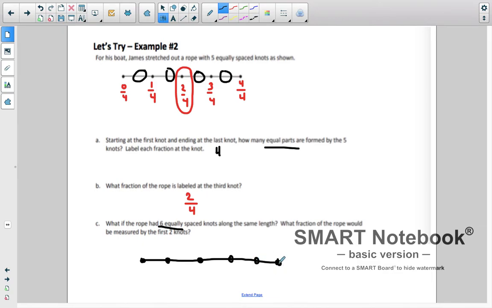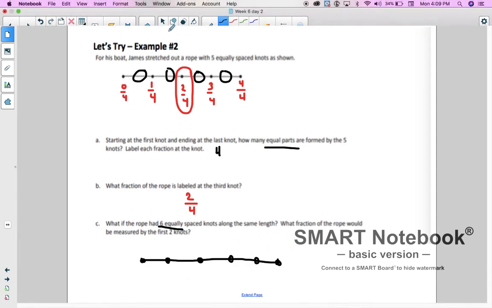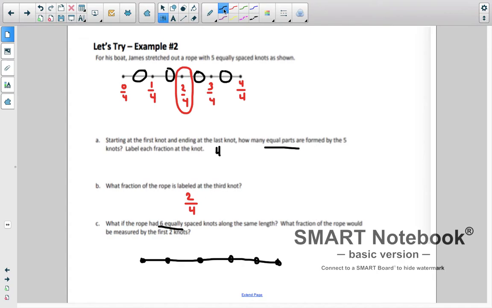And you should draw your own rope with 6 equally spaced knots as well. Then I'm going to label my fractions first. Before I even read on, I'm going to label it. So let me count how many spaces. 1, 2, 3, 4, 5. Well, if there's 5 spaces, I know that it needs to be in fifths. So I'm going to start labeling it.